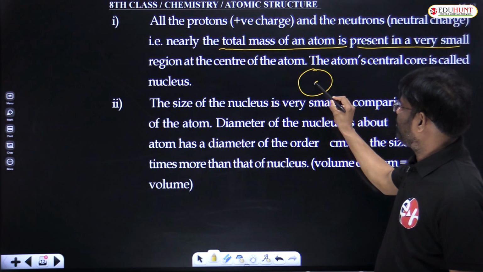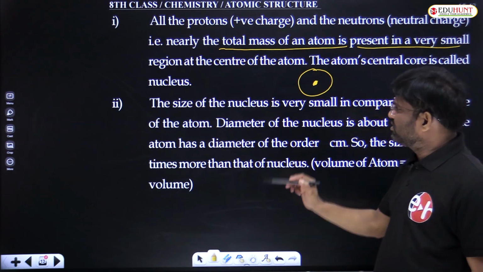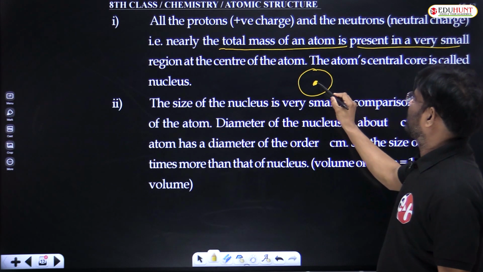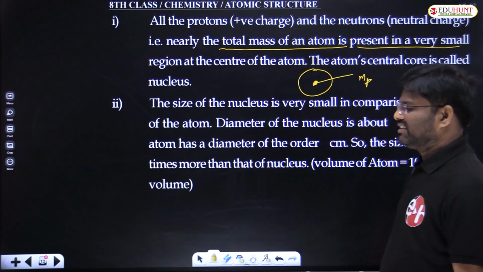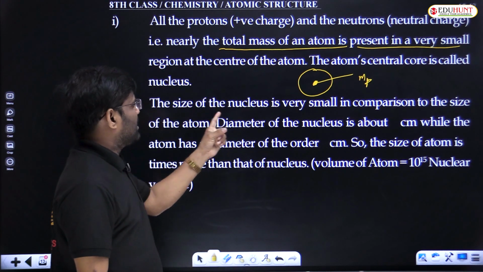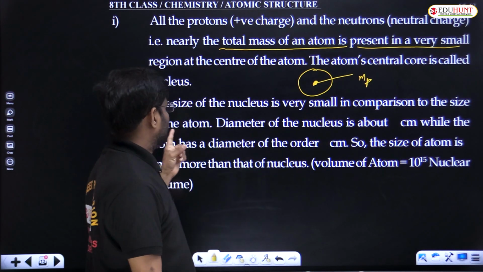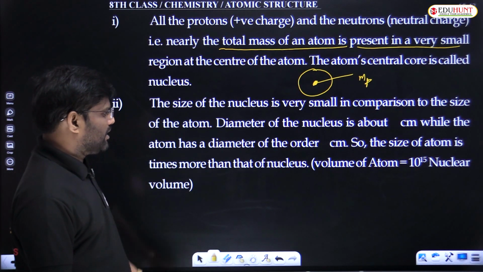The small part is present at the center. This is the total mass of the proton. The mass of the proton is present at the center. That is the first point. The size of the nucleus is very small compared to the size of the atom. This is already explained. These are the applications.